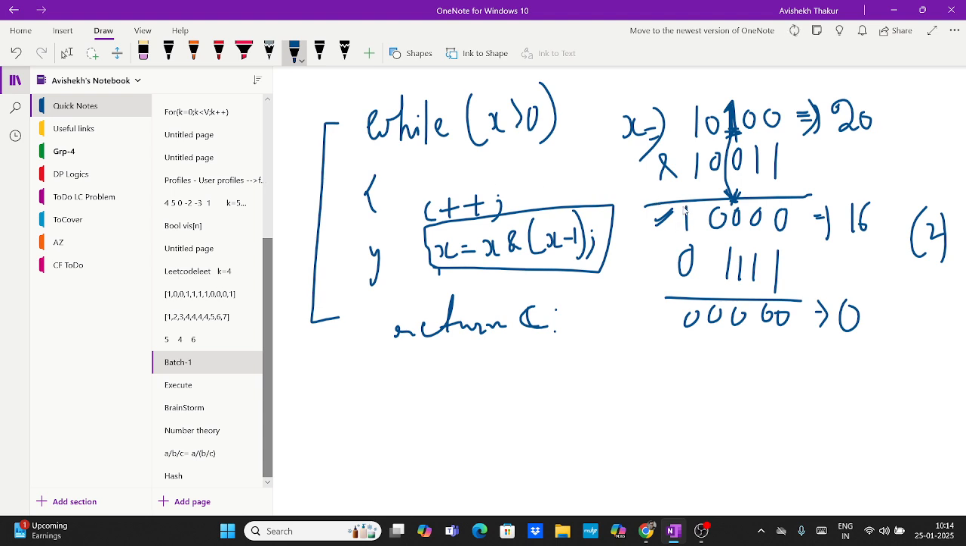So what you have done is you have removed the last set bit again. Correct? Got it, right? So what this operation does is every time it removes your last set bit. Now what will be the time complexity of this?